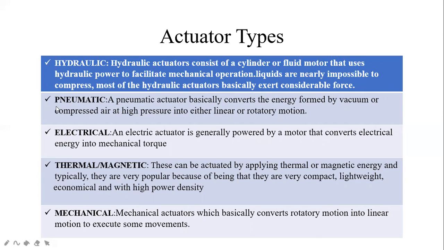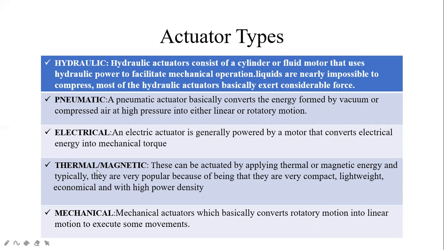Most of the hydraulic actuators basically exert considerable force. Second is your pneumatic. It depends on your compressed air. So what is it? A pneumatic actuator basically converts the energy formed by vacuum or compressed air at high pressure into either linear or rotatory motion. Third one is your electrical. It again depends on your electrical signal. So what is it? An electrical actuator is generally powered by a motor that converts electrical energy into mechanical torque.